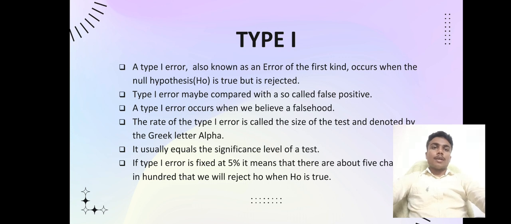A type 1 error may be compared with a so-called false positive. A type 1 error occurs when we believe a falsehood. The rate of the type 1 error is called the size of the test and is denoted by the Greek letter alpha. It usually equals the significance level of the test. If the type 1 error is fixed at 5%, it means that there is about a 5 in 100 chance that we will reject H0 when H0 is true.